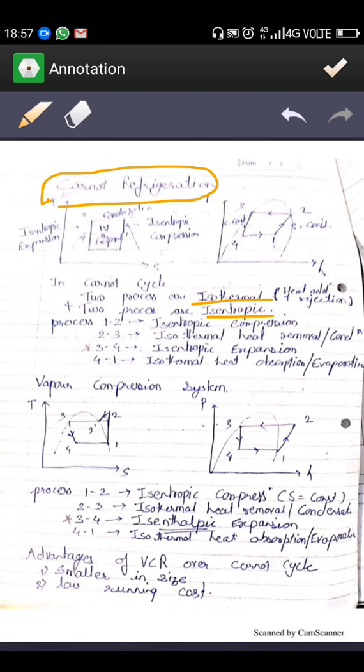Then we are going to see the TS and PH diagram of the vapor compression system. This is the TS diagram and this is the PH diagram. You can see the explanation of this process, which I already wrote here. Process 1 to 2 is isentropic compression. Process 2 to 3 is isothermal heat removal, or the condensation process.